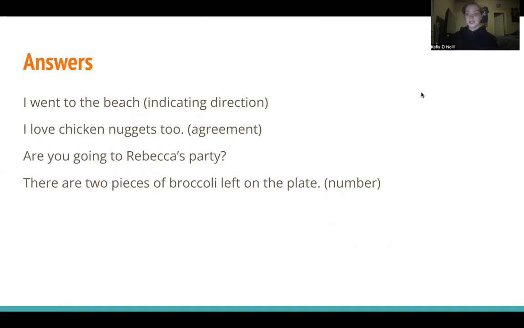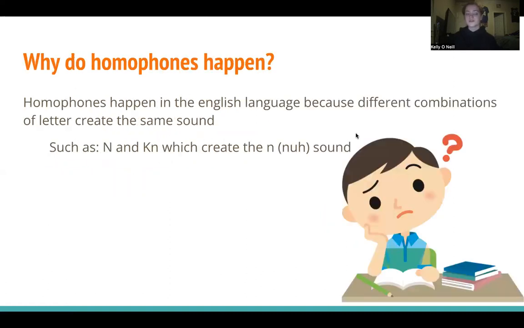So why do homophones happen? Homophones happen in the English language because there are different combinations of letters that create the same sound. One example of this is N and KN, which create the N sound. There are many other examples that create the same sound, which is why it's important to identify that the different spellings can indicate different meanings.